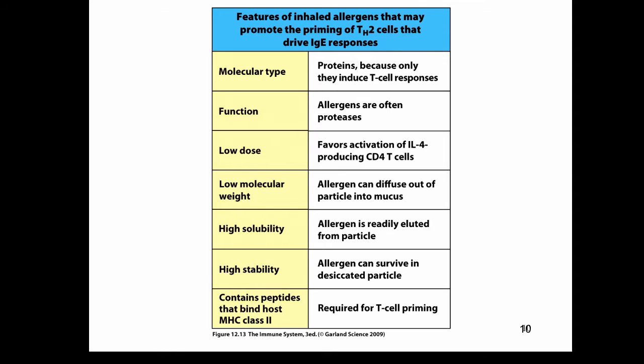It also turns out that low doses of antigen favor the activation of Th2 CD4 effector cells. Allergens are also typically of low molecular weight. Again, it allows them to relatively easily bypass barrier defense mechanisms because they are easily diffusible. Consistent with that, allergens usually have a high solubility and a high stability. And finally, because they're proteins and they come exogenously, those peptides need to be able to be presented by MHC class II, which is required for CD4 T cell priming.